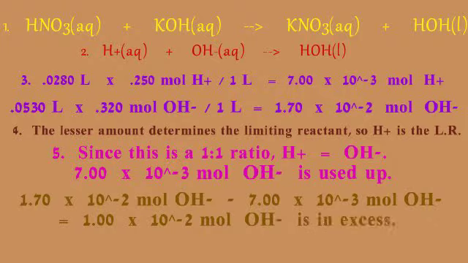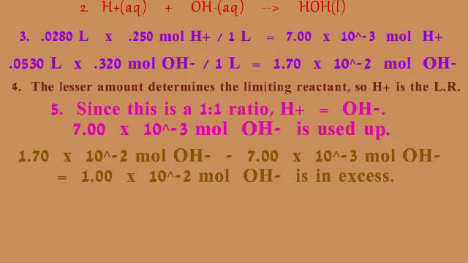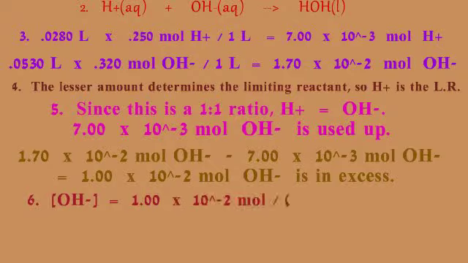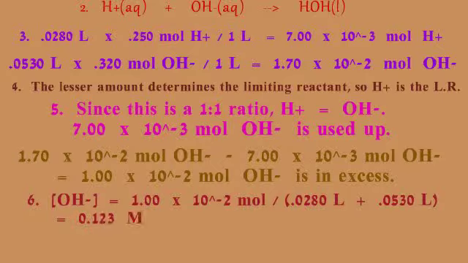I'm sorry, step 6 is actually figuring out the molarity. And to do that, remember that the brackets mean molarity, and that you now have an increased amount of fluid, so you need to add those liters together. So it's whatever's left over divided by the total liters, and it's 0.123 molarity.